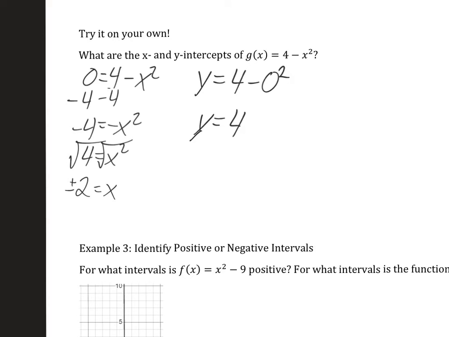Now, why did I put plus or minus? Well, 2 squared is 4. Negative 2 times negative 2 is also positive 4. So that's why it's positive or negative. For my y-intercept, I just plugged in 0 for x. So I had y equals 4 minus 0 squared, and then y equals 4.